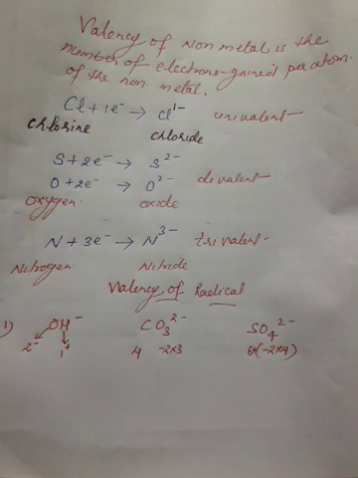Sulfur will gain 2 electrons to form sulfide ion S2-. So here it is divalent. In the same way, oxygen will gain 2 electrons to form oxide ion. This is also an example of a divalent electronegative radical. And see the names: chlorine, after gaining an electron, will form chloride ion. Oxygen, oxide. Nitrogen, nitride. Nitrogen is trivalent. Nitrogen will gain 3 electrons to form nitride.